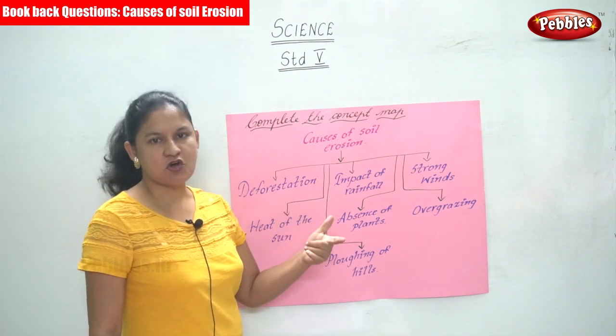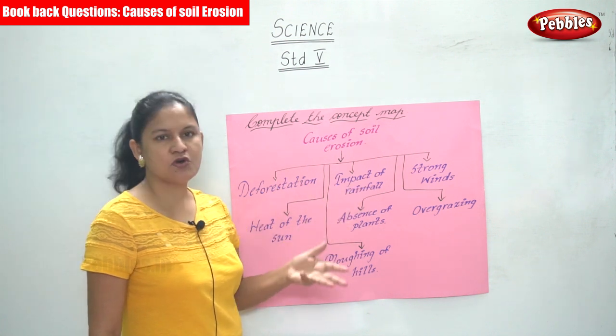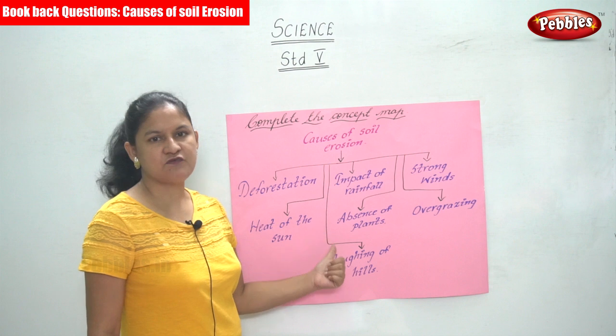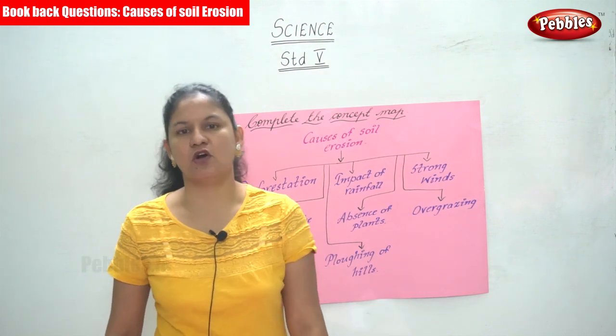Deforestation, heat of the sun, impact of rainfall, strong winds, absence of plants, overgrazing and ploughing of hills.